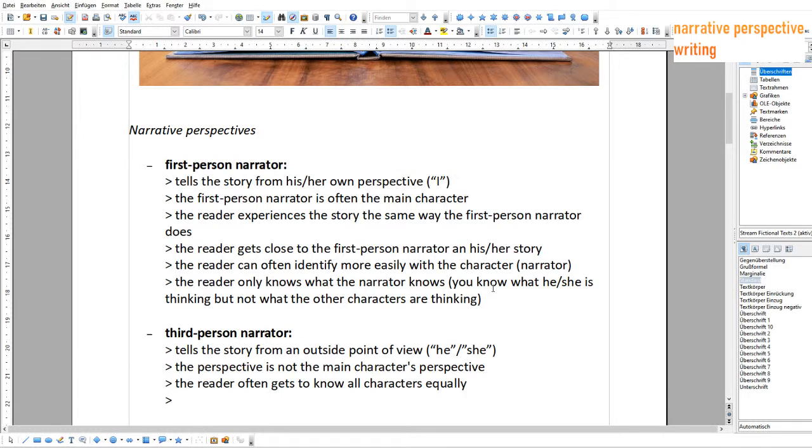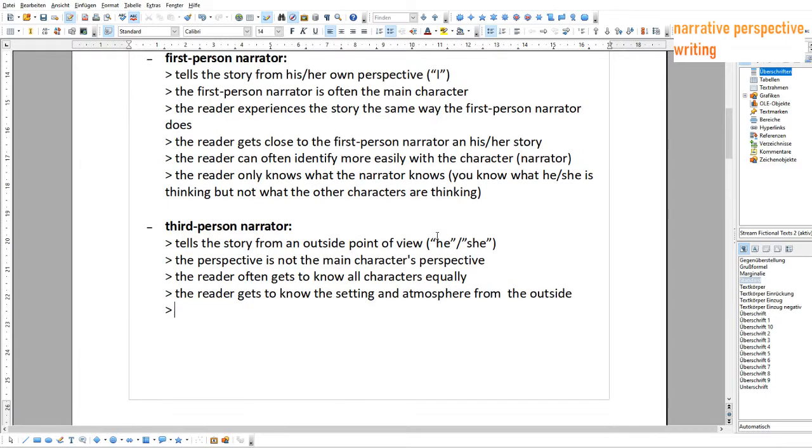Also, in this kind of perspective, maybe it's sometimes easier to get to know the setting and the atmosphere from the outside, because the narrator can tell more about what the situation is like than a first-person narrator. Not always, but often that's the case. And here it's the case that maybe it's a little harder to identify with one character, because you get to know different characters from an outside point of view, and then maybe it's a little harder to identify with one character particularly.